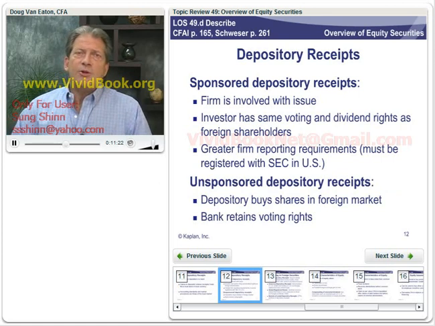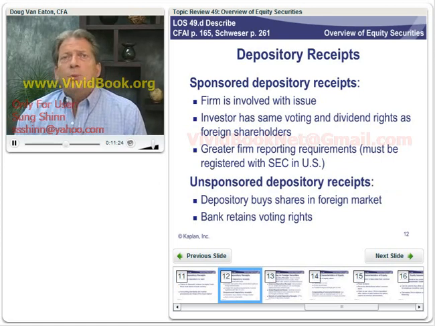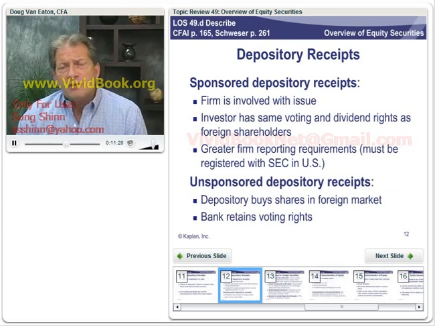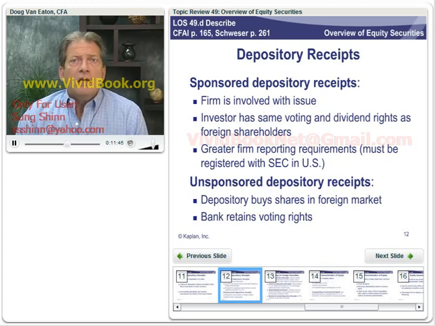So let's get some of the terminology down here. Depository receipts can be sponsored or unsponsored. Well, if they're sponsored, then the issuing firm, the firm whose stock we're talking about, is involved with the issue. Investors will have the same voting and dividend rights as foreign shareholders. And there's greater firm reporting requirements with sponsored depository receipts. In the U.S., for example, they must be registered with the SEC.